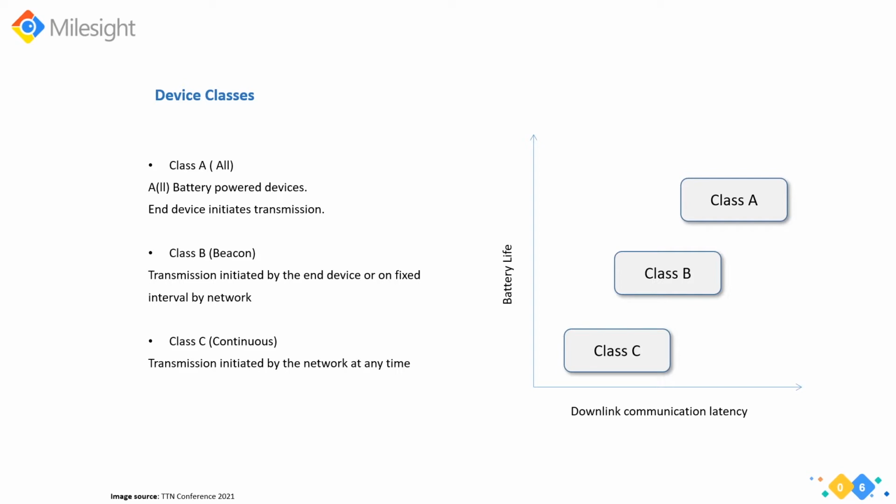And Class C usually works with devices like switches, like street lights with a power source. So you can turn those street lights on and off at any moment you want. So which type do you need? I think it's the trade-off between the battery lifetime and the downlink message latency, okay? So you need to make a balance.